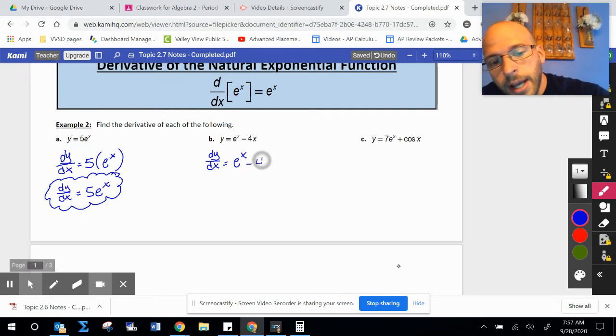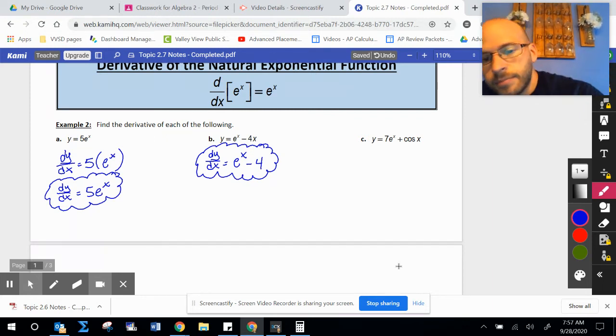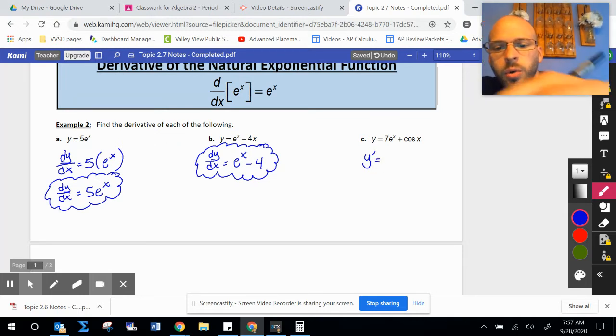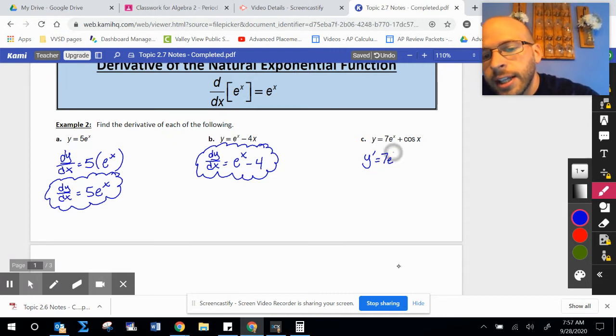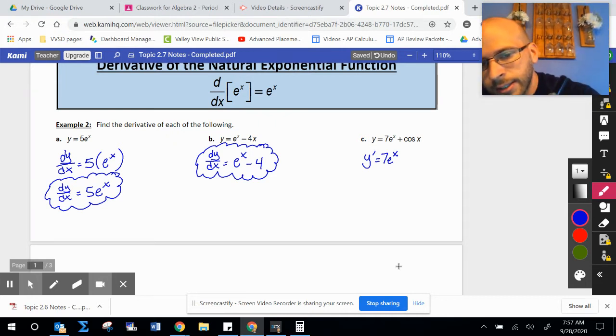So I'm going to say minus 4, it'd be x to the 0. So it would just be e to the x minus 4. Okay. Part C, I'm going to use a y prime just to keep you up with variety of notation here. Make sure you're aware of all. So derivative of 7 e to the x is still 7 e to the x. The 7 is a constant multiplier. The derivative of e to the x is still e to the x.